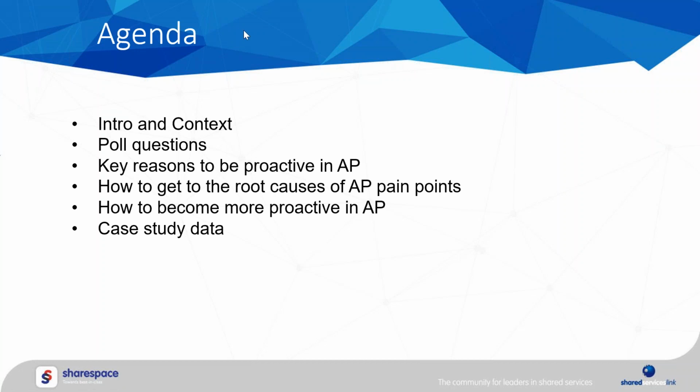So let's take a look at the agenda for today. I'll be opening up with a little bit of introduction and context for today. We also want to know a little bit more about you, so we have a few poll questions to kick off the webinar. We'll then be handing over to Daniel, who's going to explore the key reasons to become more proactive in AP, how to get to the root cause of AP pain points, and importantly, how to become more proactive in AP. He also has some great case study data that can really show the power of getting more proactive and what's holding organizations back.